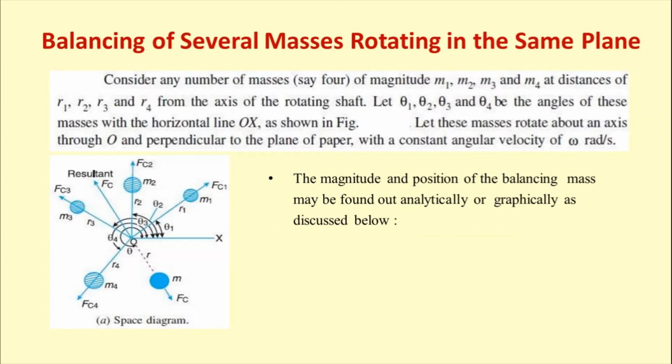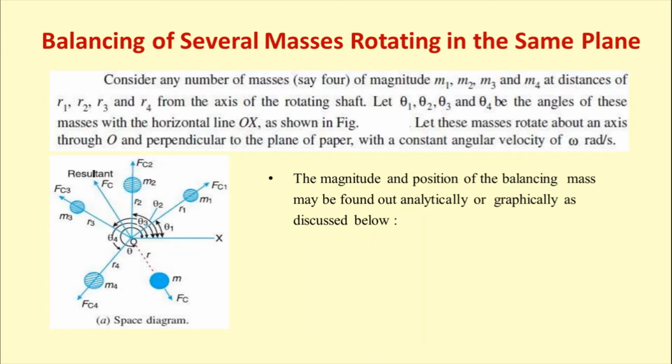Moving forward to a more realistic situation, like balancing of several masses rotating in the same plane, as it occasionally happens. Considering any number of masses, say 4 over here, of magnitude m1, m2, m3 and m4 at distances r1, r2, r3 and r4 from the axis of the rotating shaft, let us also consider that with a neutral x-axis they make angles of inclination in the anticlockwise direction of theta 1, theta 2, theta 3 and theta 4 respectively.